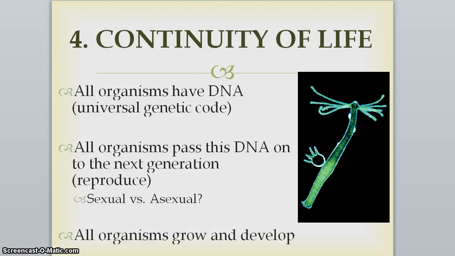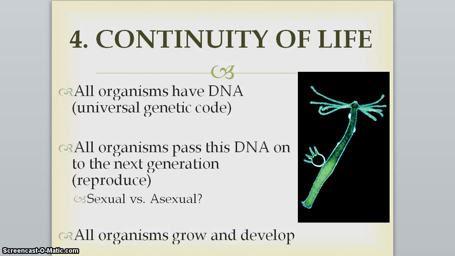Okay, and you could look at a gene in a human and compare it to a gene in a fly, and they could be pretty similar. In addition, all these organisms must pass this DNA on to the next generation when they reproduce. Okay? If they don't reproduce and pass on this DNA, the species would go extinct.